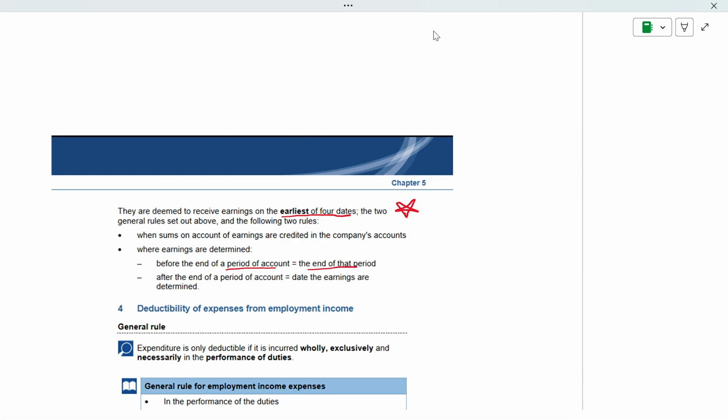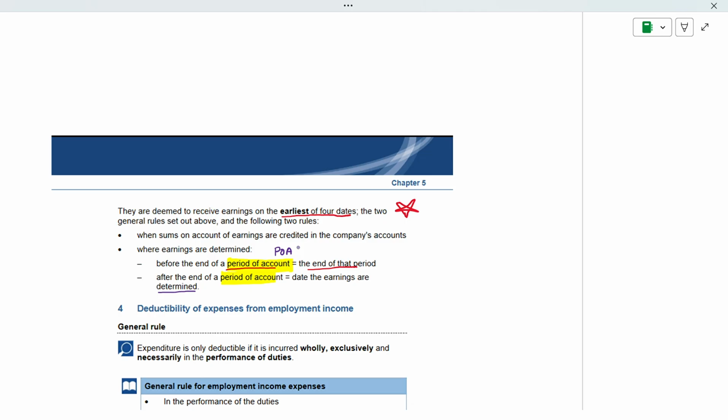Now, these are all technical words. Period of account, that they say POA. Before the end of the period of account, that is the end of that period, or after the end of the period of account, the date the earnings are determined. Again, it is the earliest of the 4 dates.